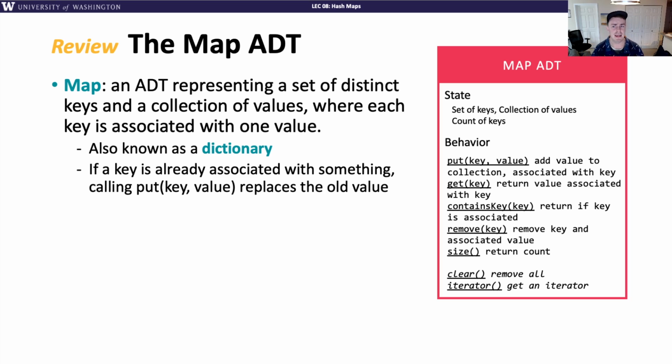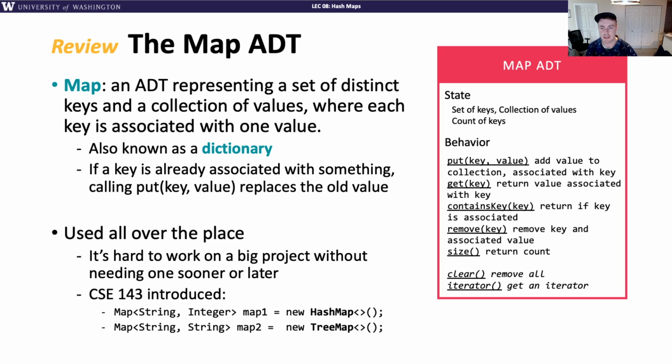And we talked about in the map ADT how all of these operations are defined in terms of the keys. So if you put a key with a value, you associate that key to that value. If you put a key that's already there, it overwrites the value that's present there, and all these other operations. And we're going to use maps all the time in many algorithms that we work with. Maps are a really good structure. In 143, we introduced two implementations of that, hash map and tree map. Today is all about understanding how hash map works under the hood. Next week, we're going to talk about how tree map works under the hood.